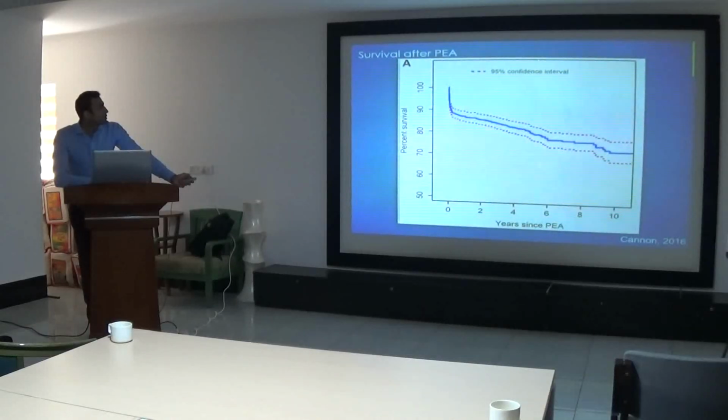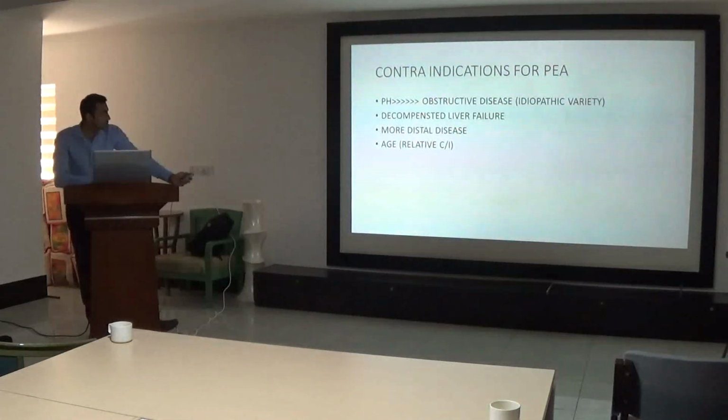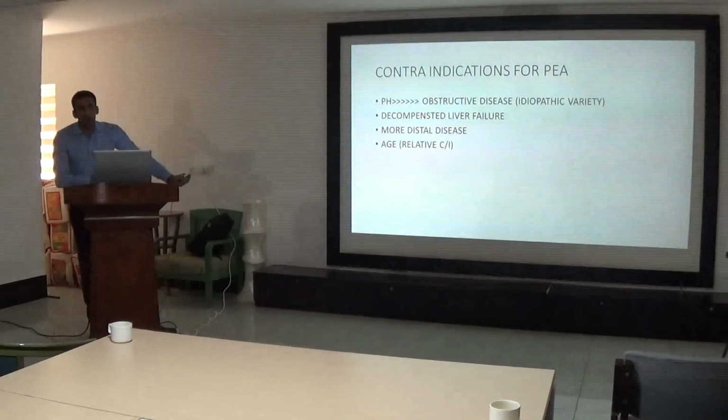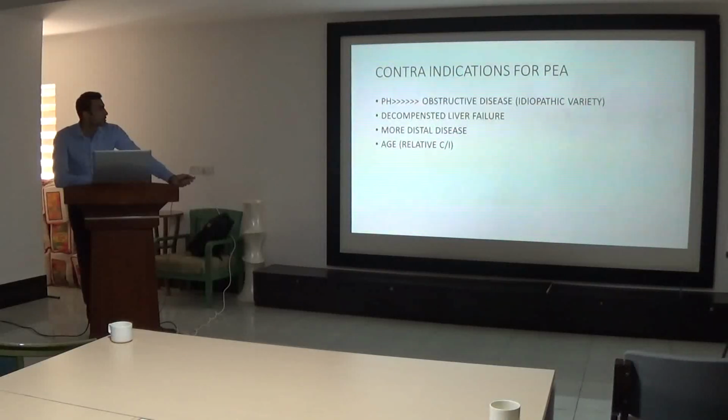Survival after PEA increases up to 8 to 10 years. When the PH is more than the obstructive disease, when you are not able to find adequate blocked pulmonary arteries, the PH is more towards the idiopathic, then it is useless to do PEA. And if there is decompensated liver failure and everything, distal disease, endarterectomy is not possible for the distal disease. It should be segmental or the primary branches. Age is a relative contraindication.